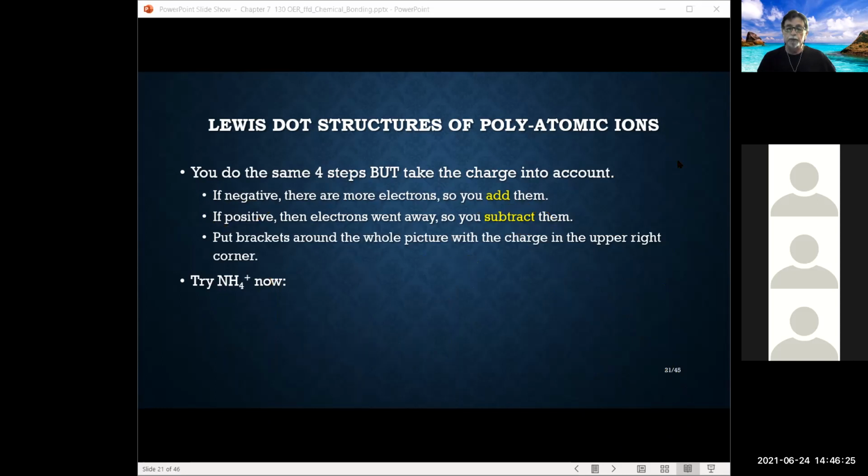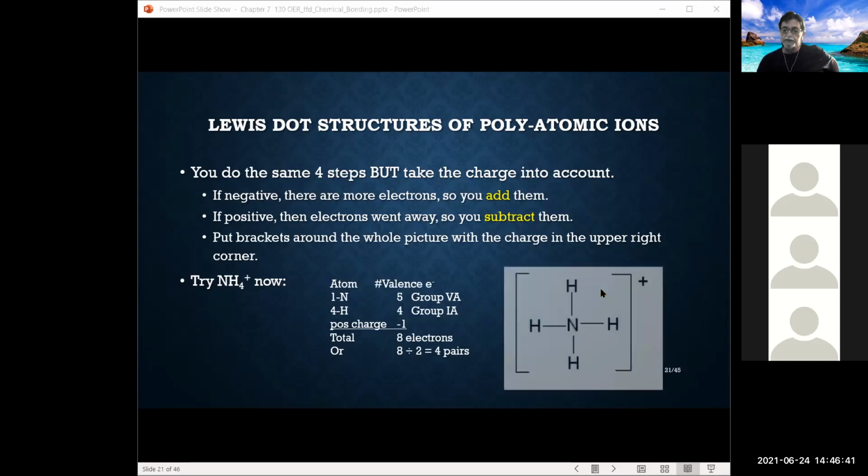And that's what we did here. 1 nitrogen has 5 valence electrons, 4 hydrogens, 4, and then we subtract 1 because of the positive polyatomic ion charge. And we end up with 4 pair. Nitrogen is the central atom, and we come up with that. Notice the bracket. We put a bracket around there, not a parentheses, but a bracket, and then the charge in the very top right corner. So don't forget the bracket. Don't forget the charge.